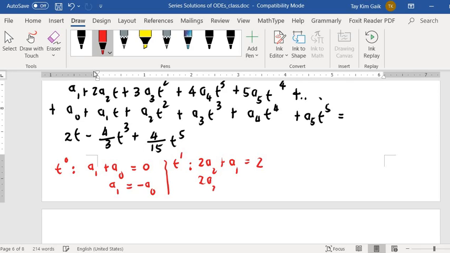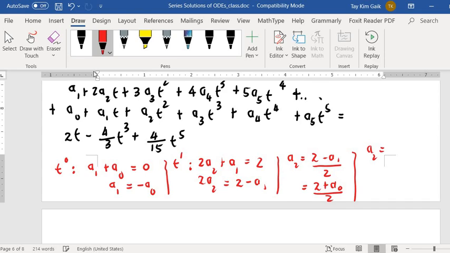So you got 2 a2 equal to 2 minus a1. So your a2 will be 2 minus a1 divided by 2. Whereas the a1 is actually negative a0. So minus with negative a0, so you got 2 plus a0 divided by 2. So you have actually a2 is 1 plus half a0.